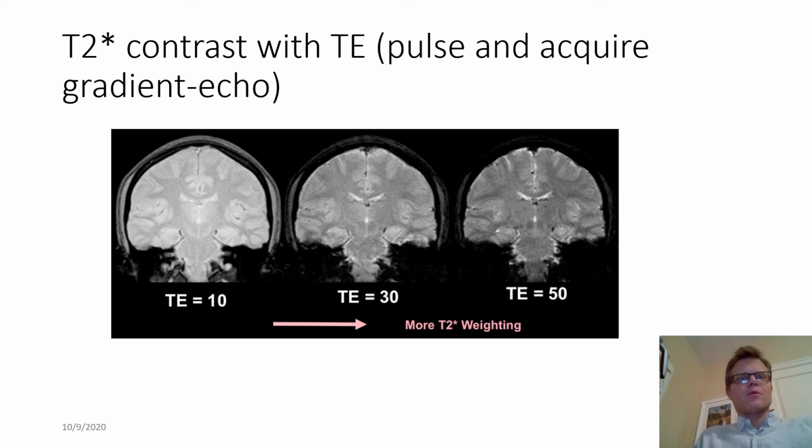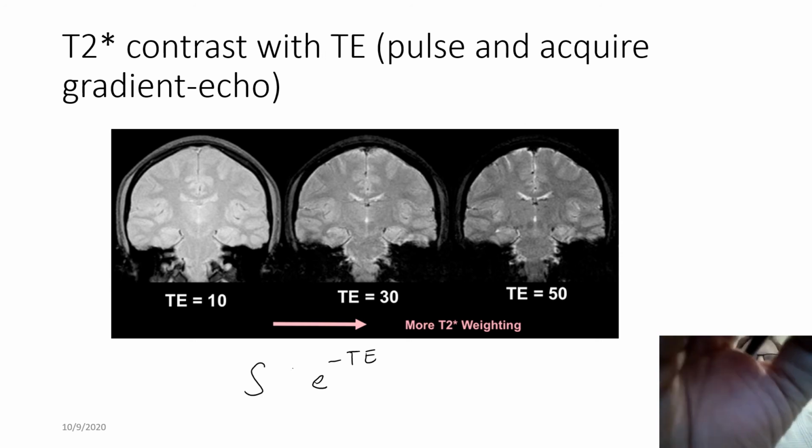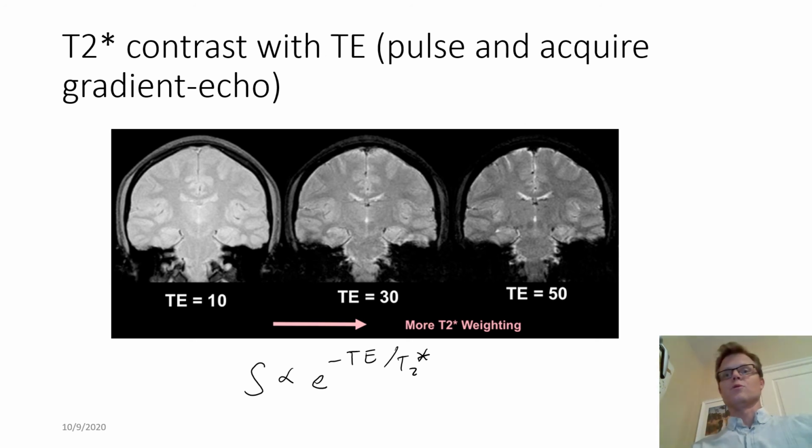And here is an example of different echo times in a gradient echo sequence, which is T2 star weighted, and it looks very similar to the T2 weighting. There are some subtle differences that we'll get into later. But again, the signal weighting on these images will be T2 star.